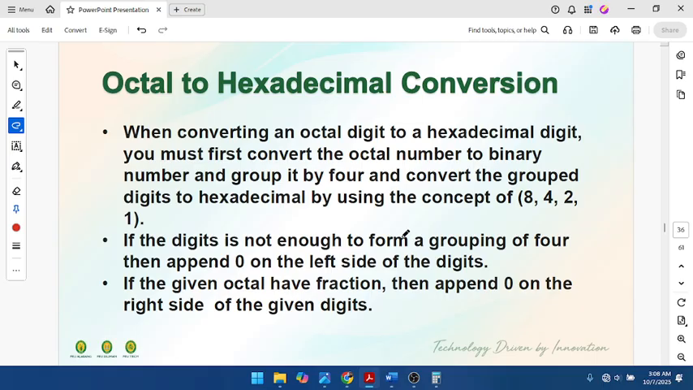Then next we have octal to hexadecimal. When converting octal digits to hexadecimal digits, you must first convert the octal number to a binary number, group it by 4, and convert each group to hexadecimal using the concept of 8, 4, 2, and 1. If the digits are not enough to form a group of 4, we append 0 on the left sides of the digits. If the given octal has fractions, append zeros on the right sides of the given digits.